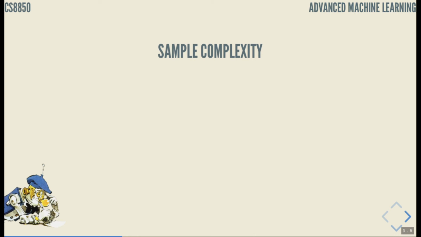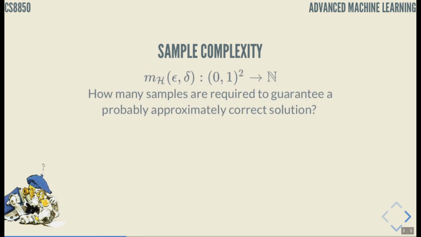That means how many samples does one need in order to generate a classifier that would perform well on a particular problem. A classifier from a particular class. So sample complexity is a function of epsilon and delta. This is m sub h. And it tells us how many samples are required to guarantee a probably approximately correct solution.